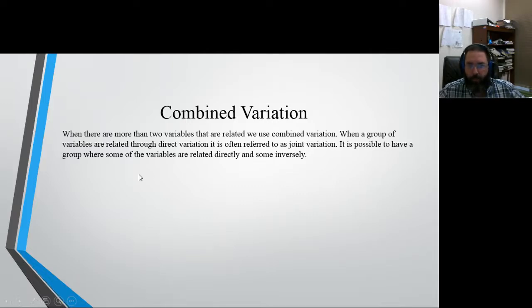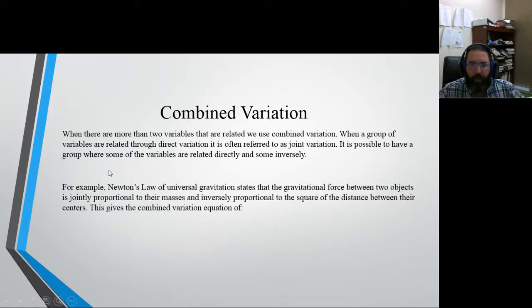It is also possible to have a group where some of the variables are related directly and some are inversely. For example, Newton's law of universal gravitation states that the gravitational force between two objects is jointly proportional to their masses and inversely proportional to the square of the distance between their centers. So we're saying the force of attraction between the two objects is jointly proportional to the product of their masses, and at the same time, it's inversely proportional to the square of the distance between their centers.